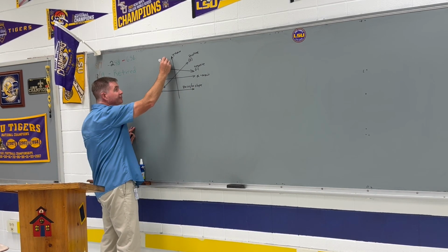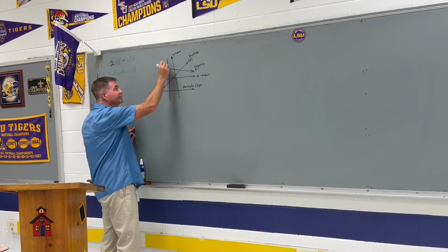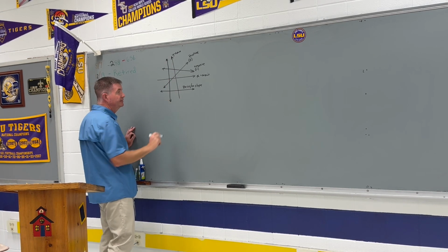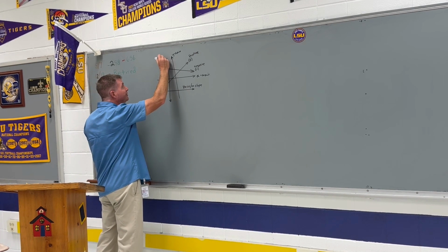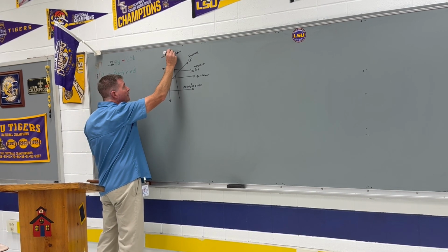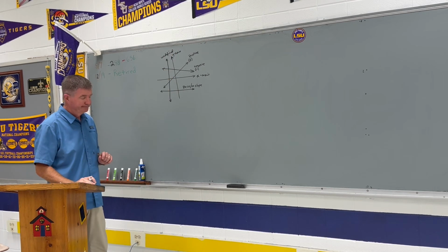And if the line is not going from left to right, it's a vertical line, straight up and down, then this would be called undefined.